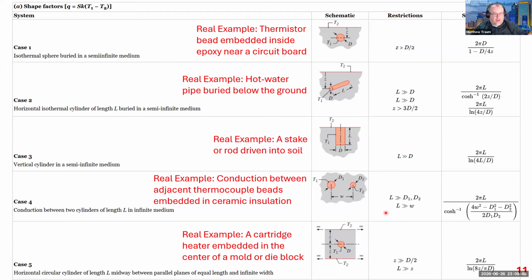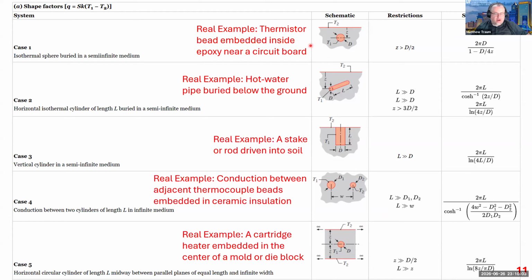You would always have to find shape factors tabulated in books. You have to dig through pages and pages of shape factors to find one that fit your geometry. And now you just search for it, right? So it's like a miracle.